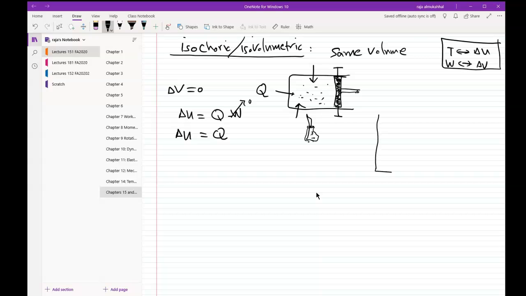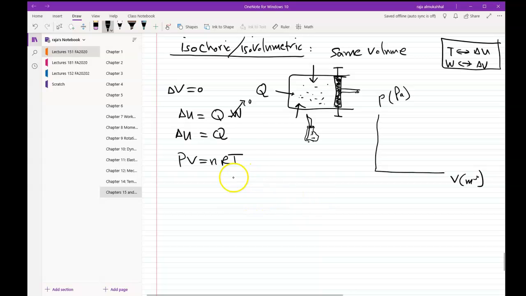Here is the PV diagram. Remember the PV diagram? This is volume in meter cubed. This is pressure in Pascal. And so if I have here, remember the formula says PV equals nRT.